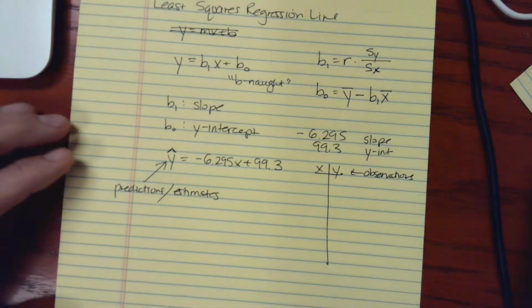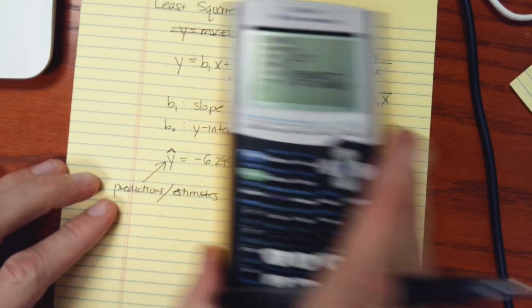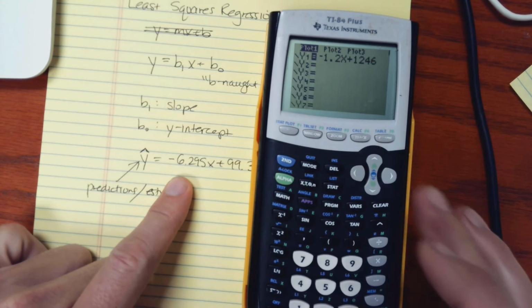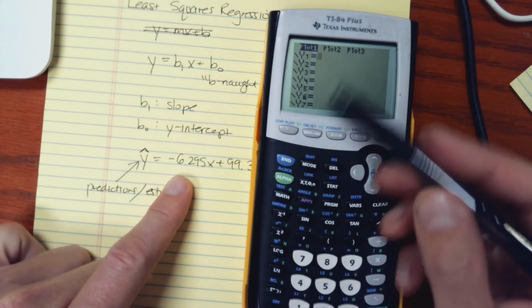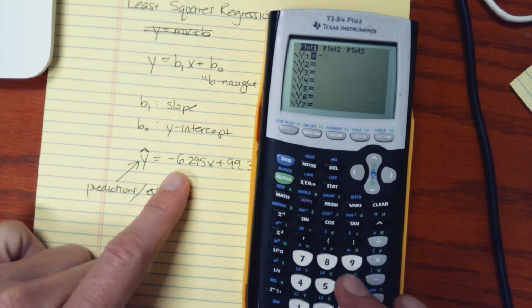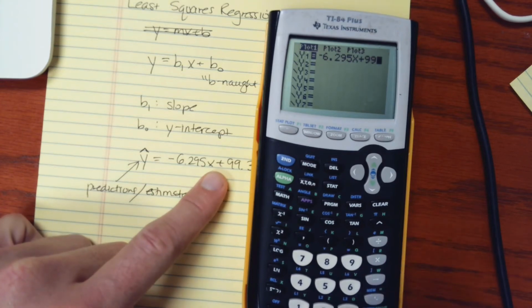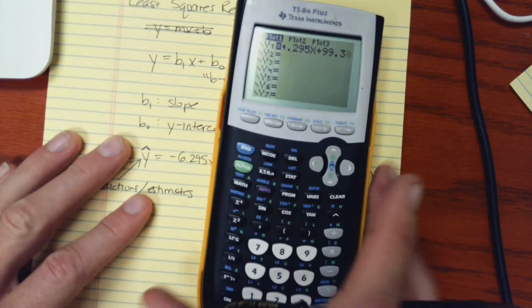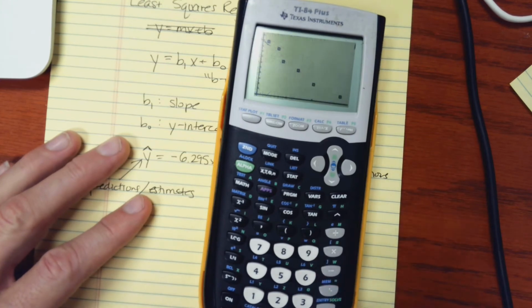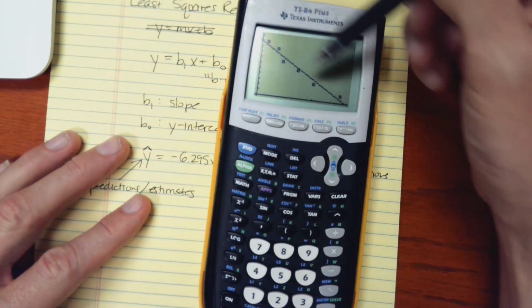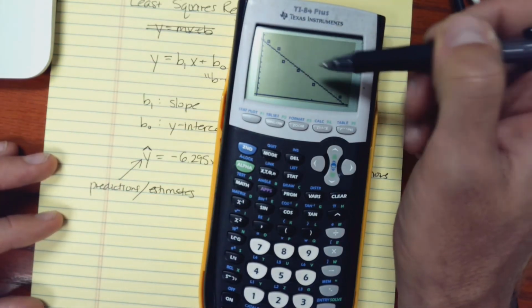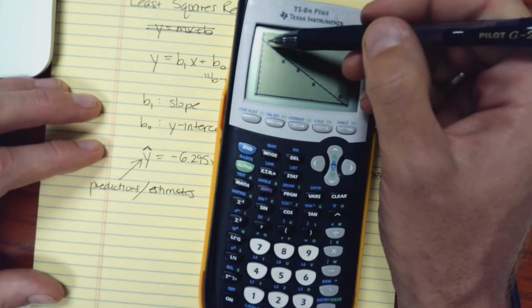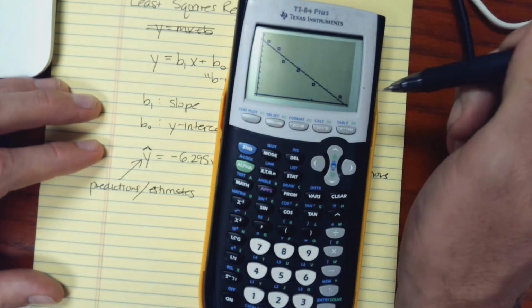Alright, so let's say that we want to add this line to our scatter plot. So I go to my function list, in y1 I'll put negative 6.295 times x plus 99.3. Go back to my scatter plot, and now I'm adding the regression line over top of the scatter plot. And you can see that it doesn't go through any of the points in the scatter, but it comes near most of the points in the scatter.